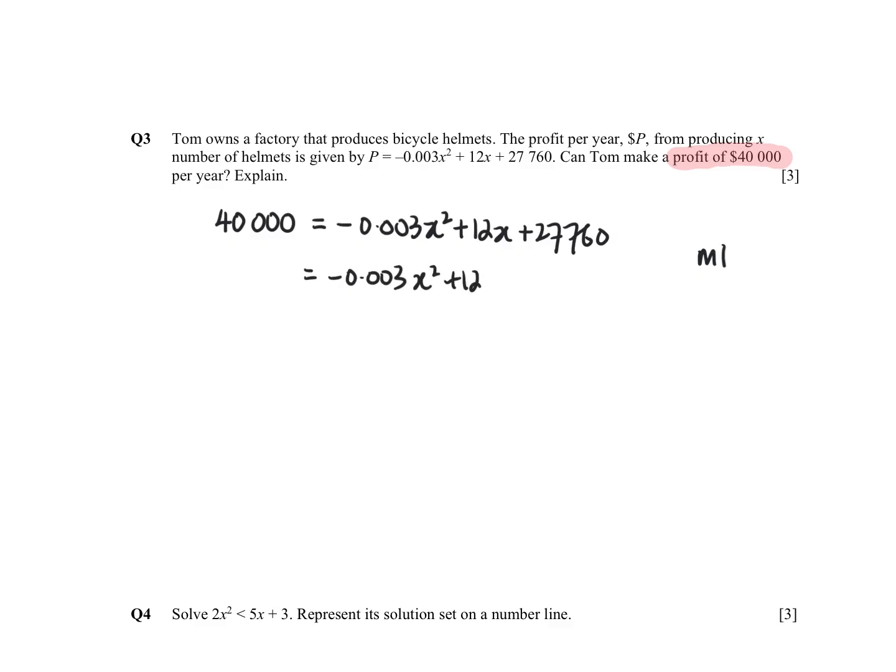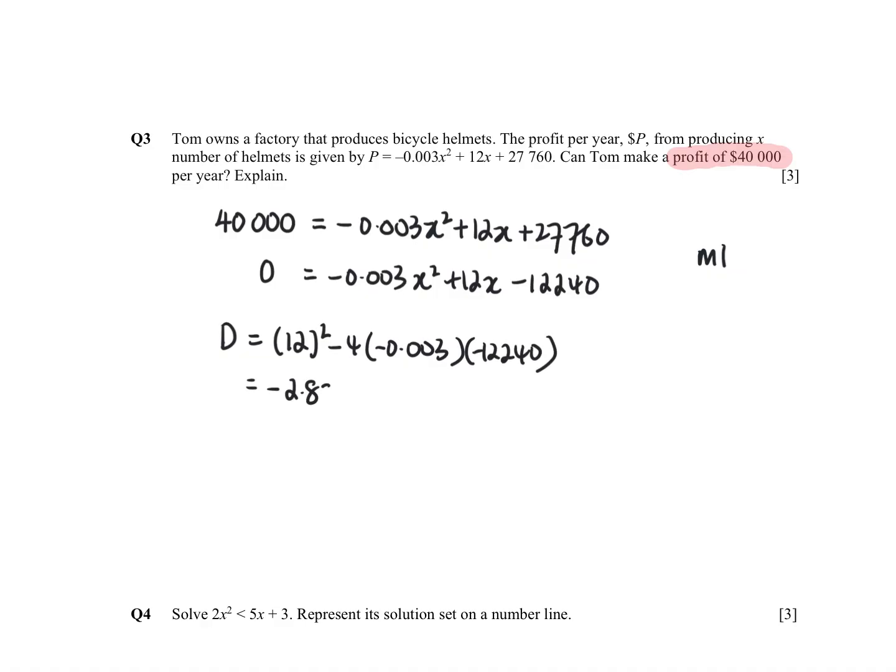Because you know that you need to solve this. So this is 1 mark. Second mark is go and find discriminant. So b squared minus 4ac. And I realize it's minus 2.88, which is negative. So this is the second mark.